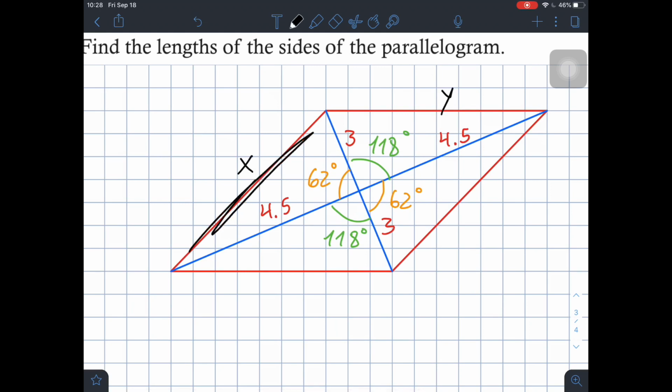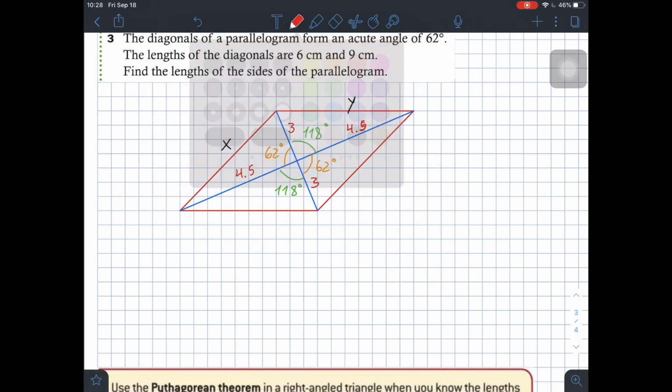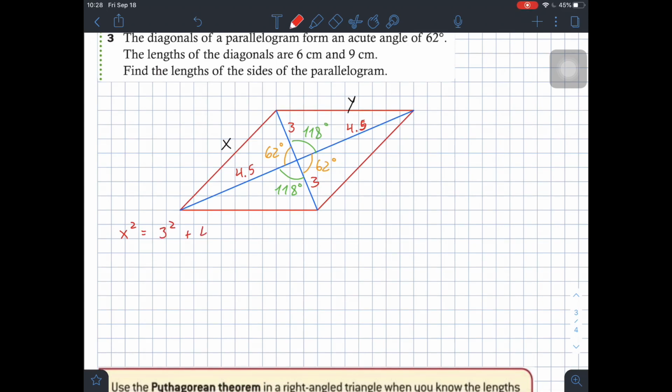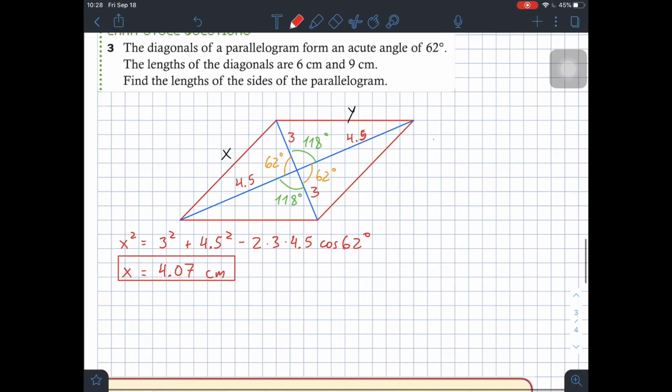Okay, so if I want to find x, I see that I can apply cosine rule in this triangle because I have this side, and I have the included angle. So I'm going to apply cosine rule. We're going to say that x squared must be equal to 3 squared plus 4.5 squared minus 2 times 3 times 4.5 times cosine of the included angle, which is 62 degrees. If you solve for this using your calculator, you will get an answer of 4.07 centimeters. Okay, so we already have one side of the parallelogram.